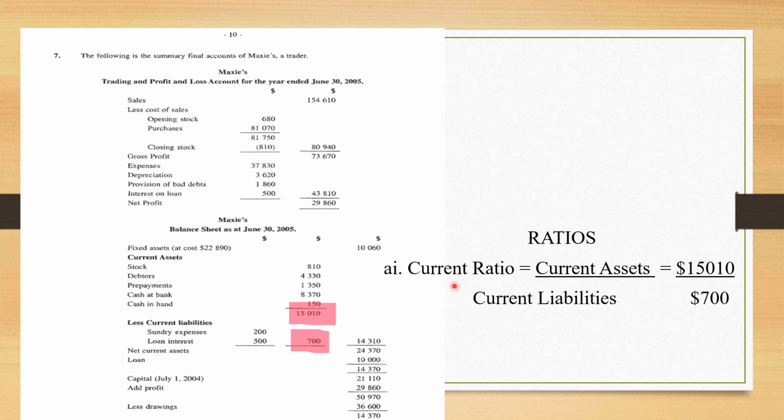The formula for current ratio is current assets divided by current liabilities. We pull from the balance sheet, also called the statement of financial position. The total for the current assets is $15,010, and the total for the current liabilities is $700. So we divide $15,010 by $700 to get an answer of 21.44 times.